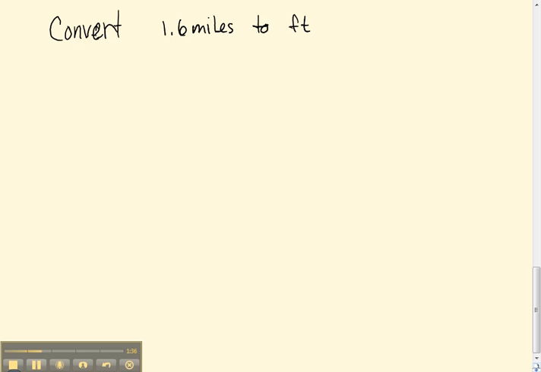Anyway, what I'm going to do is set this up by starting with what I've been given, and that's 1.6 miles, and then I'm going to multiply by a conversion factor. A conversion factor comes from the textbook and tells you a mile is equal to what. In this case, I know that 1 mile is equal to 1,760 yards. That comes out of the textbook. You'd have that information. You don't need to memorize it. Don't worry. So that's going to be my conversion factor.